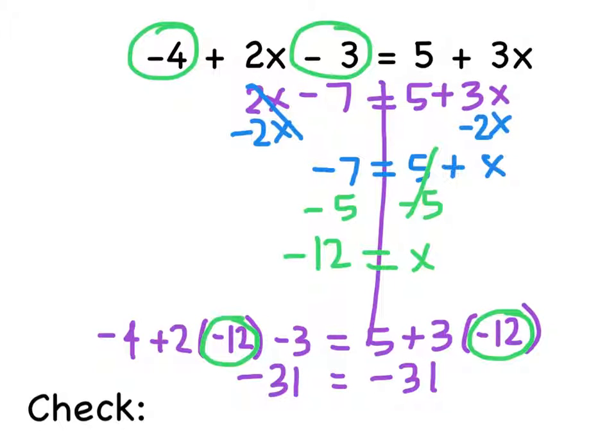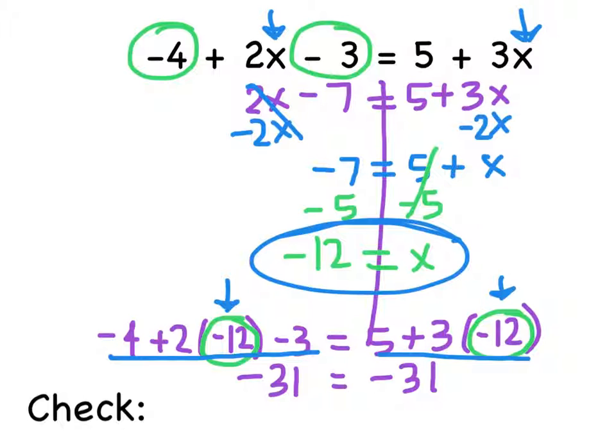All right, for the check, everywhere I saw an x in my original equation, I plugged a negative 12 in instead. And then I typed the first side into my calculator and got negative 31. I typed the second side into my calculator and I also got negative 31. So what that tells me is my final answer of negative 12 is correct.